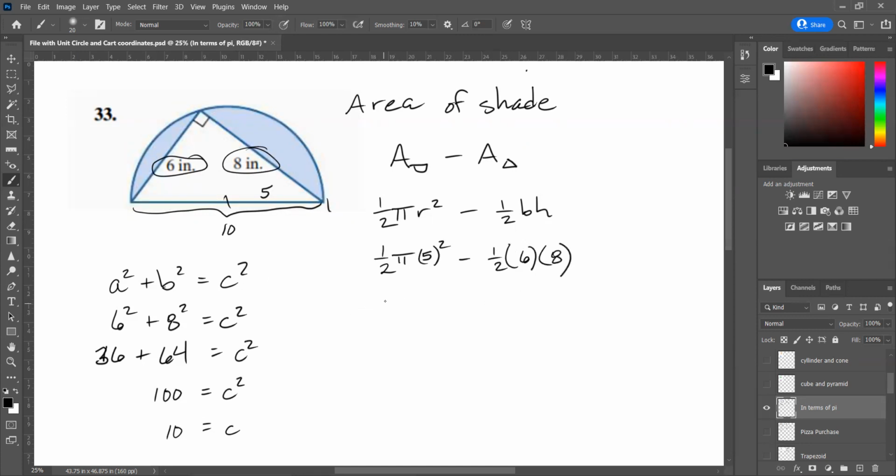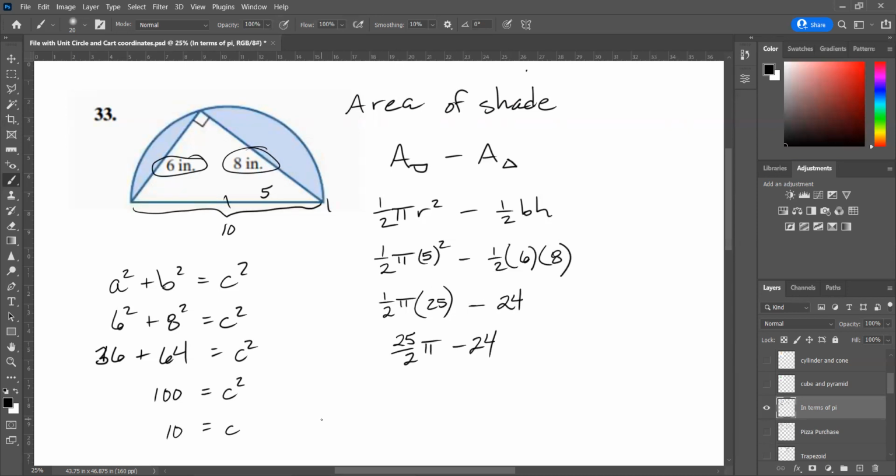Now, if they ask this in terms of pi, we would do half of pi times 25 minus half of 6 is 3 times 8 is 24. Oh, I did equals. It should be minus. I said minus, but wrote equals. So we might say 25 halves pi minus 24. In terms of pi, we might leave it like that.